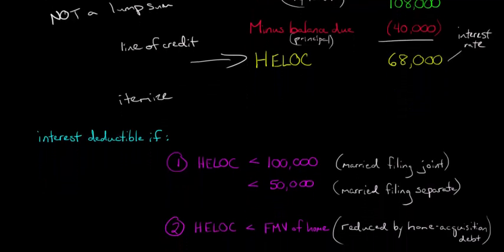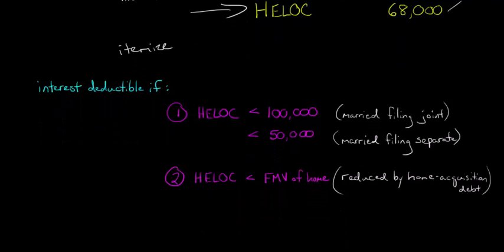But there's also another condition, and that is that the line of credit needs to be less than the fair market value of your home, reduced by the home acquisition debt, which technically means your first mortgage. So you already have debt, you already borrowed money to buy the home, and so you're going to reduce the fair market value of the home by that. If that amount is greater than the line of credit, then to the extent that it is, you might not be able to deduct the interest for your line of credit.